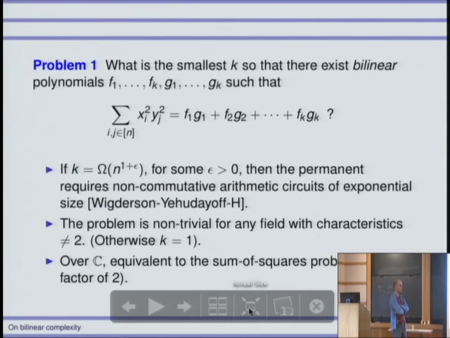So for the sum of squares problem that you mentioned on the previous slide, what is the feeling about what the right answer should be? I believe that n squared over log n is optimal.